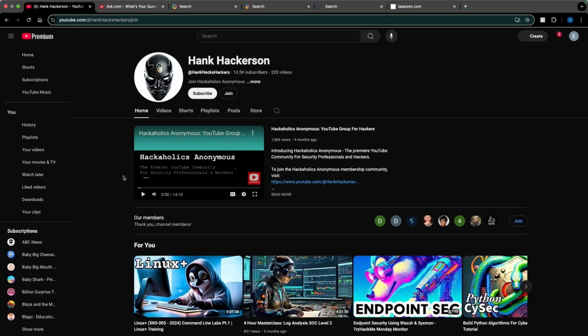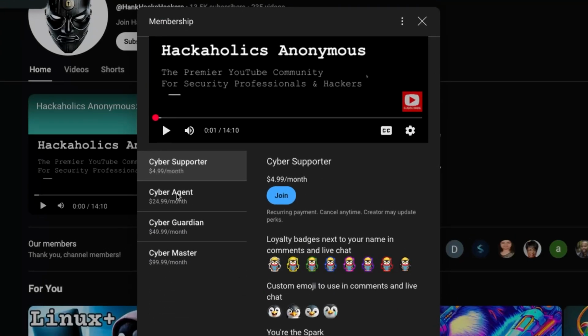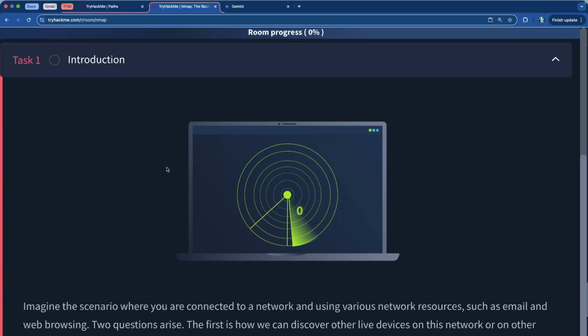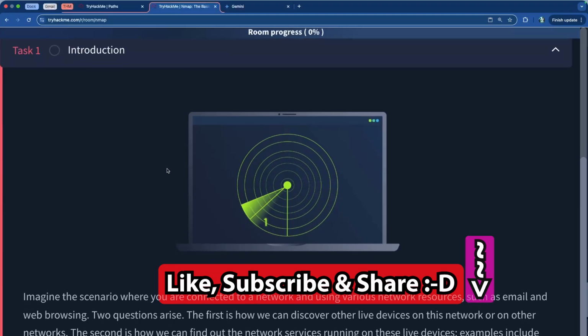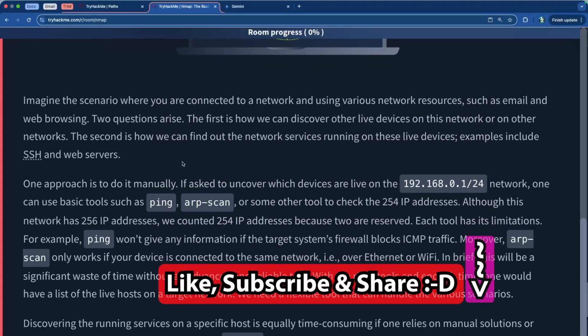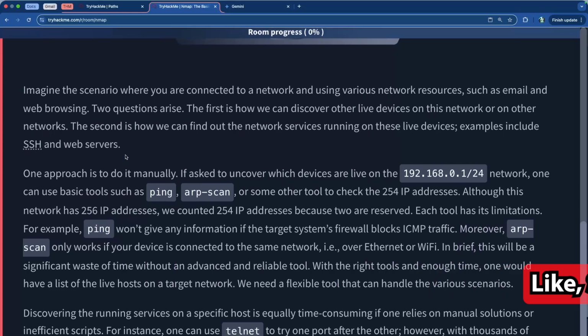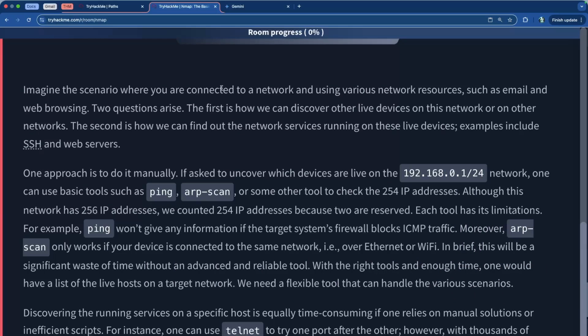Now, without further ado, let us jump into the basics of Nmap. All right, so first, just to understand what Nmap actually does, if you've never seen it before, if you've never heard of it or used it before, the best way is obviously to imagine a particular scenario. So imagine you're connected to a network and you're using various network resources like email, web browsing, whatever.